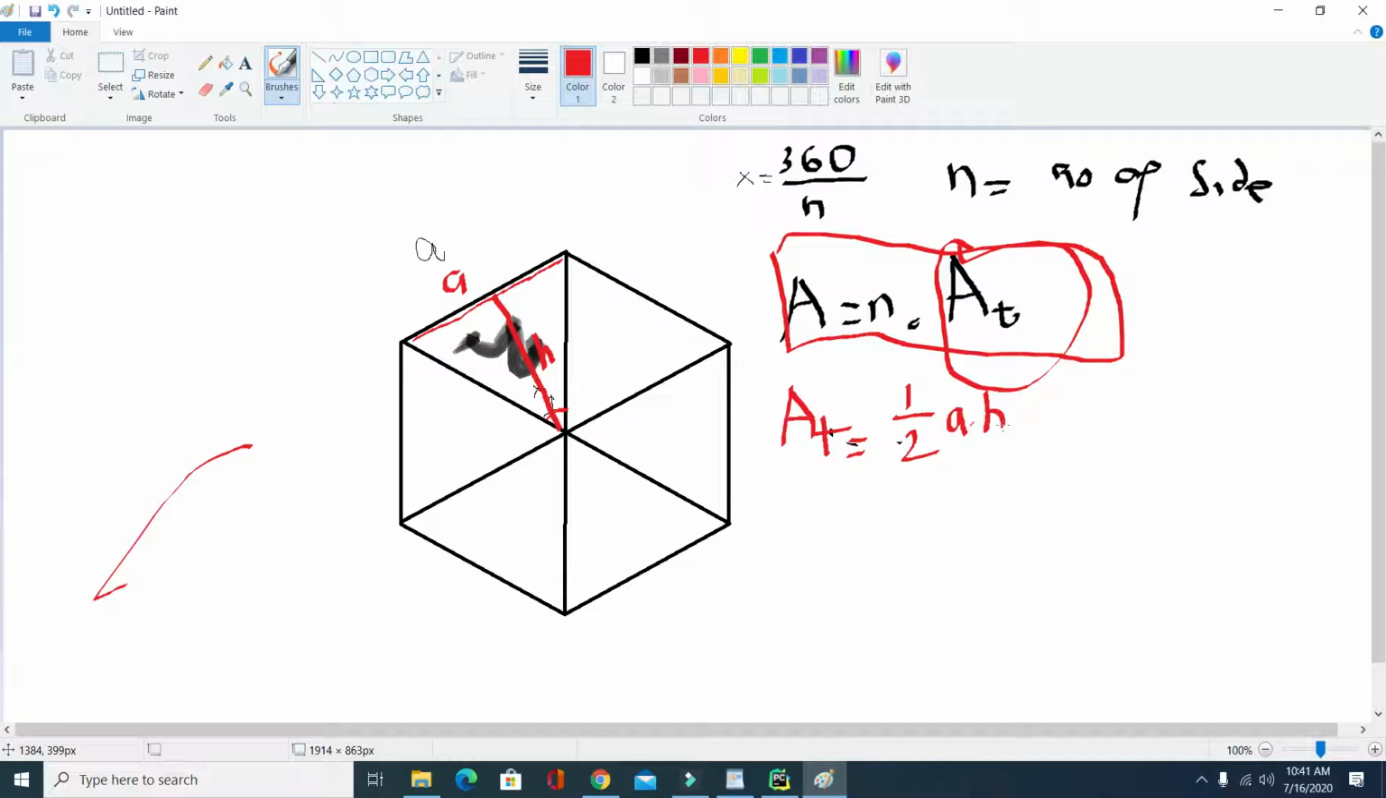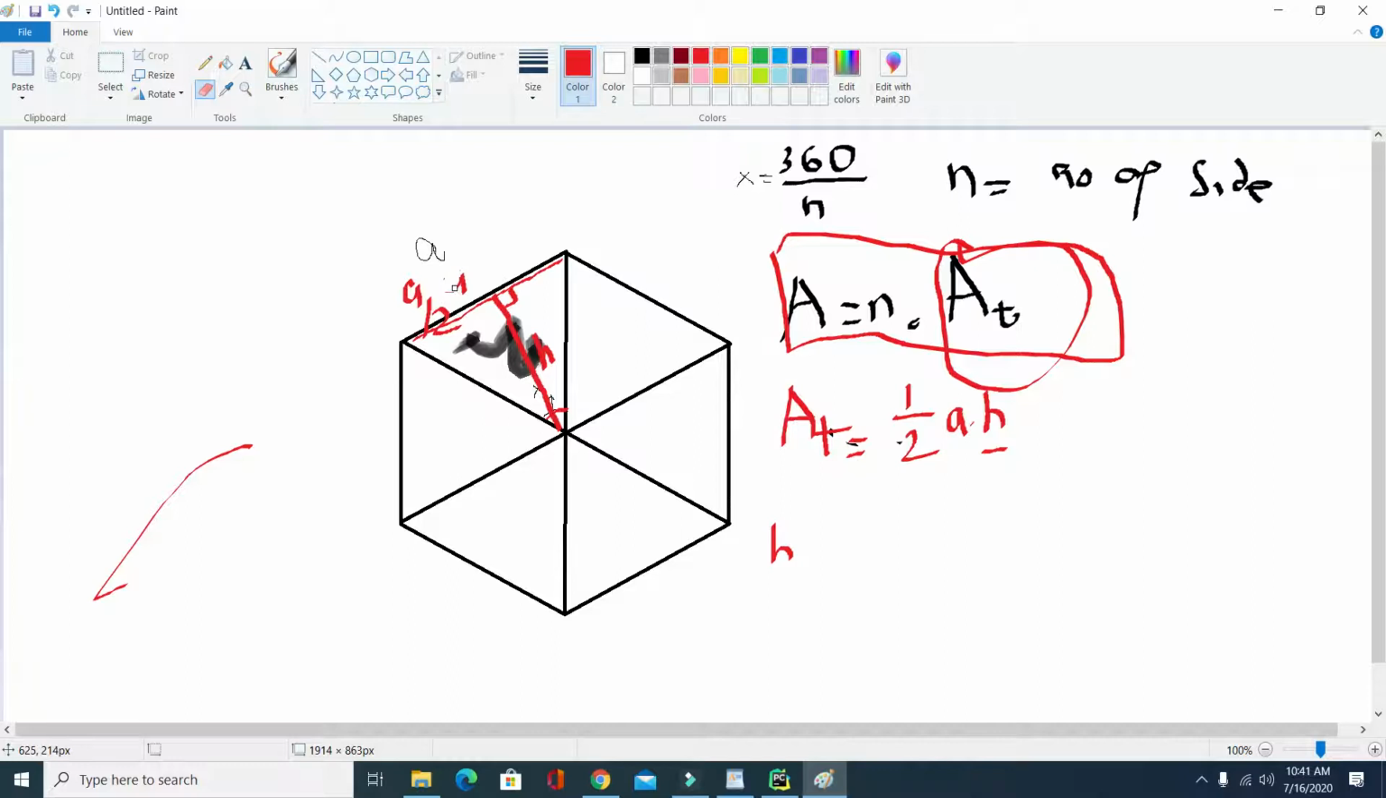So, but we also know that... but now we have to calculate H, right? We have to know H, but here we know H. Okay, so this is a right triangle, and this is A over 2. So we can calculate H by A over 2 and also X over 2, right?